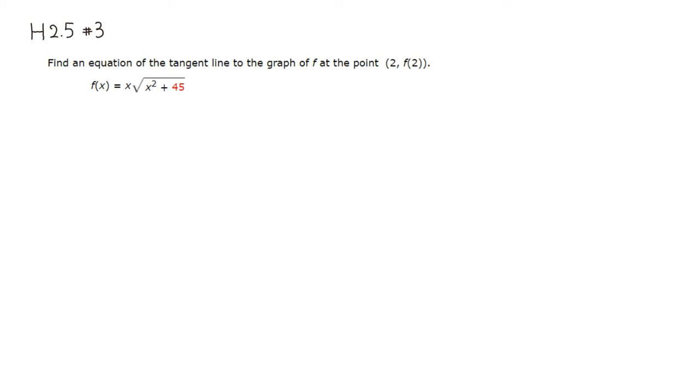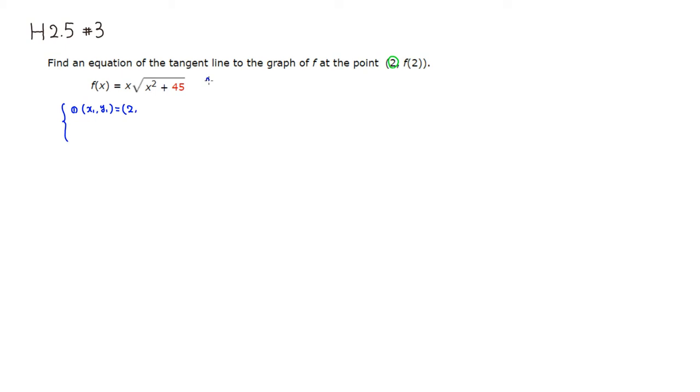We always need two pieces of information. The first piece of information we need is the point, x1 comma y1. x1 in this case is 2, right here, so I'm going to put 2 there. Then we just need to find f of 2.